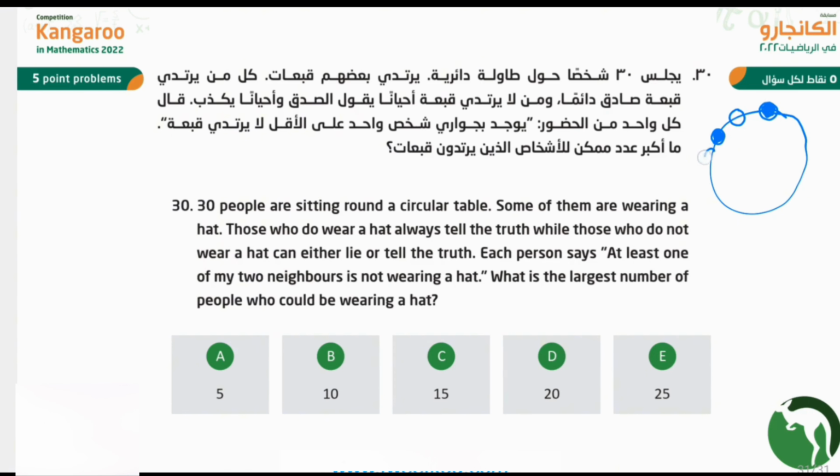So I can put here another person who is wearing a hat, and for this one here I should put another person who is not wearing a hat. So all the people that are wearing hats are telling the truth. Now I can put another one who is wearing a hat, and another one wearing a hat, then one not wearing a hat. So between each three we have two wearing a hat and one not wearing a hat. So for each three we have two wearing a hat, so for 30 we will have 20, and D is the correct answer.